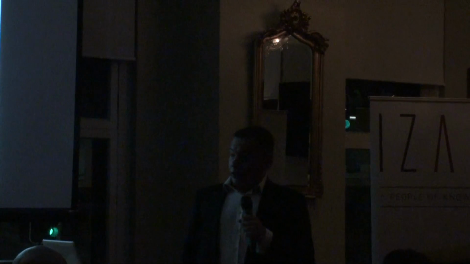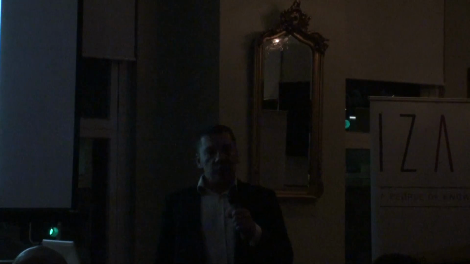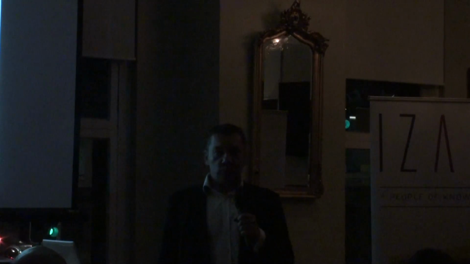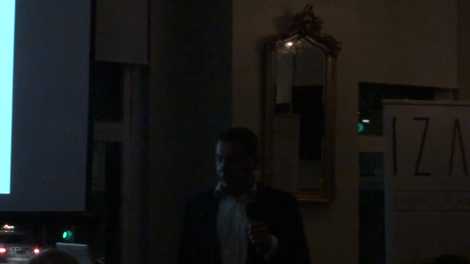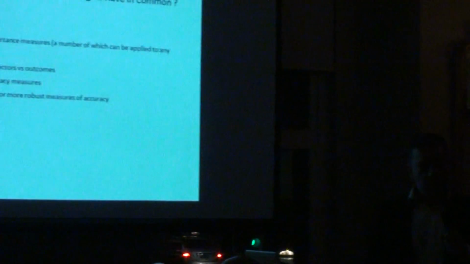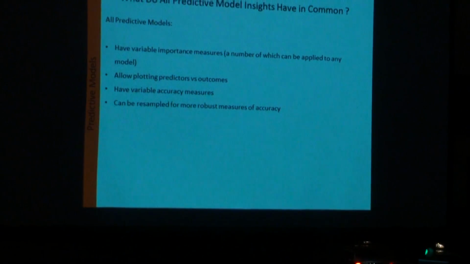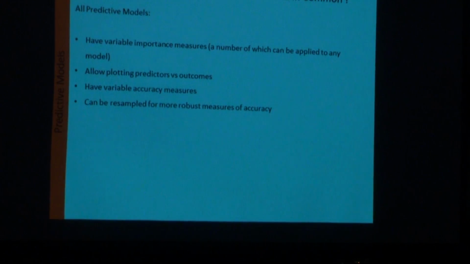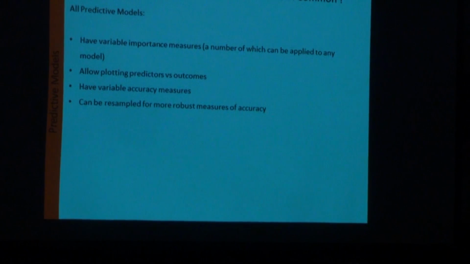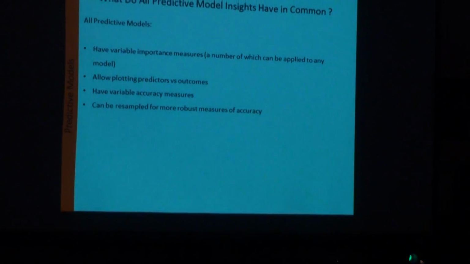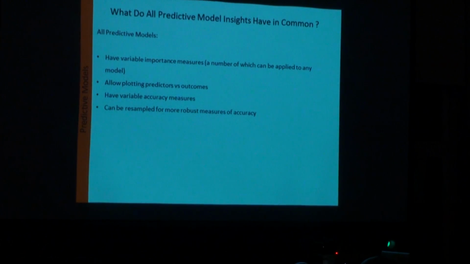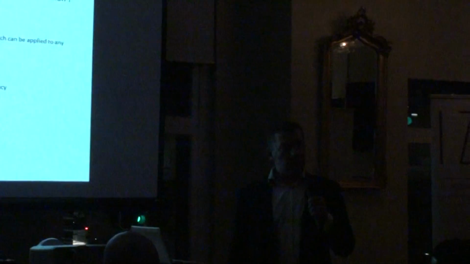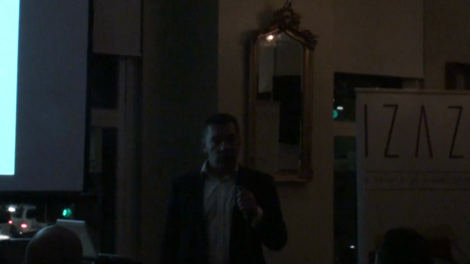So, what else do all predictive model insights have in common? I mentioned before that you can actually use all predictive models to tell a story, including the more complex ones. So let's talk about what all insights have in common. Now, linear models tell a particular very simple story, and decision trees tell a particular very simple story. But there's a story that all models tell, and they all provide variable importance measures. Any predictive model can tell you which predictors matter and which predictors don't matter too much. Any of them can do it.